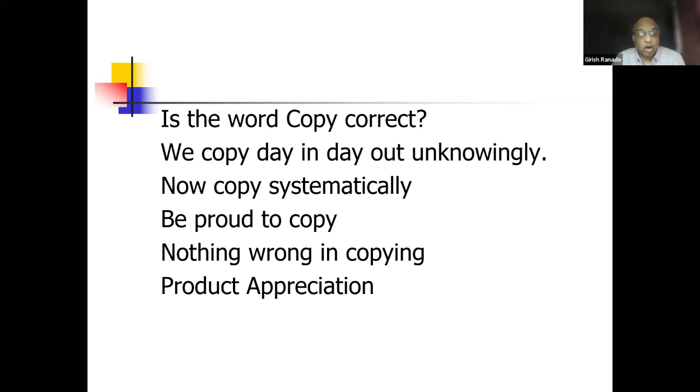Now, I don't want to downgrade anyone, but earlier we know that look-alike copies were already available. They were available, but functionally they might be different. But now reverse engineering is simply copying systematically with all its aspects.